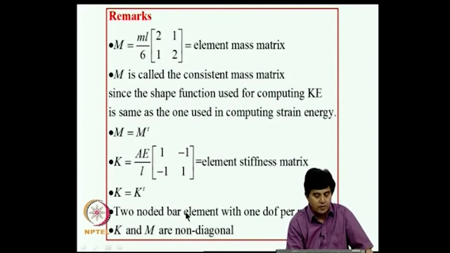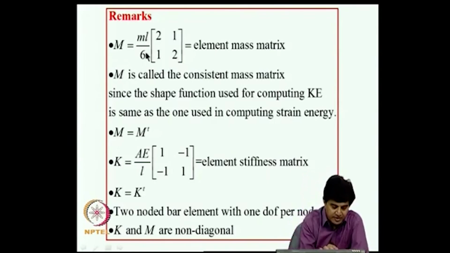Now we can make a few observations. This M, which is m L divided by 6 into this, is known as the element mass matrix. We also call this the consistent mass matrix. Why? What is the genesis of the phrase consistent here? It is a consistent mass matrix because the shape function that we have used for computing the kinetic energy is the same as the one used in computing strain energy. So in that sense it is consistent. It also implies that there is an alternative way of finding the mass matrix which is not consistent.